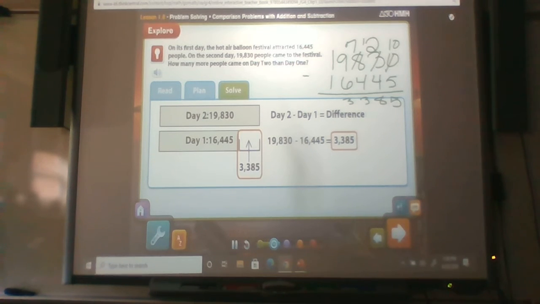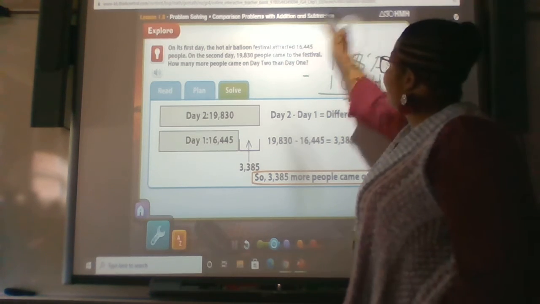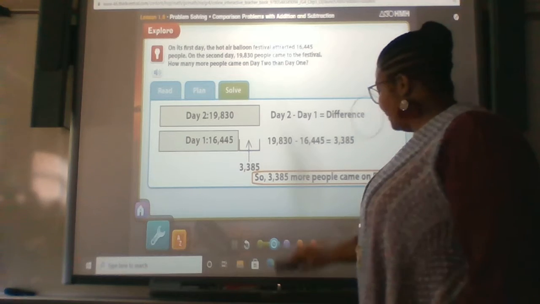19,830 minus 16,445 is 3,385. Great job. So there were 3,385 more people on day 2. Good subtracting, boys and girls. Let's go to one more example.